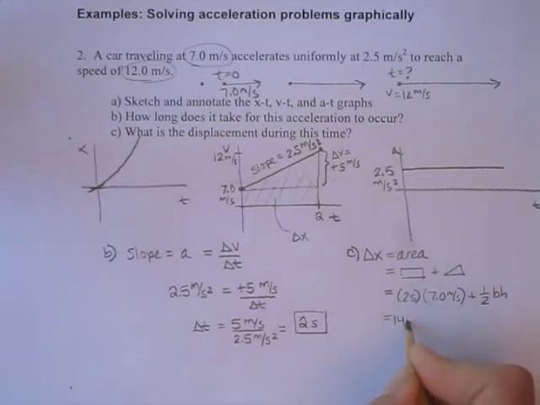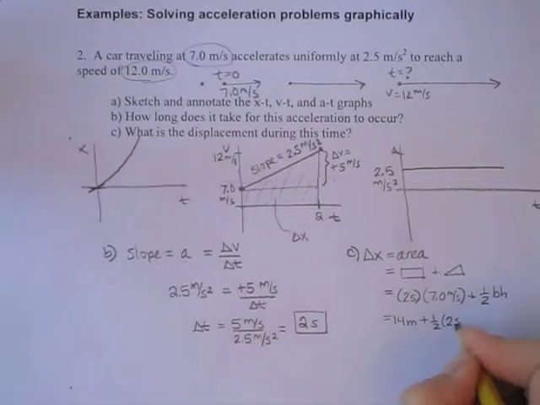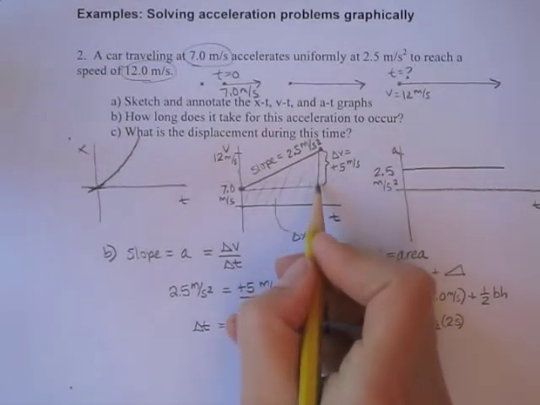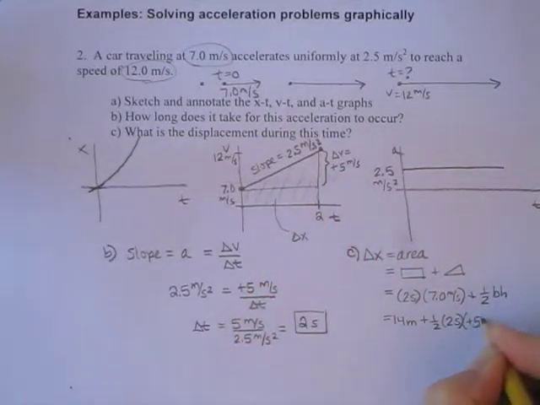So this comes out to 14 meters plus 1/2 base times height. The base is the 2 seconds, and the height of the triangle is just the change in velocity, which is 5 meters per second. So that gives me 14 meters plus, okay, let's see here. The 2's are going to cancel and the seconds are going to cancel, which gives me plus 5 meters. So the result is 19 meters.